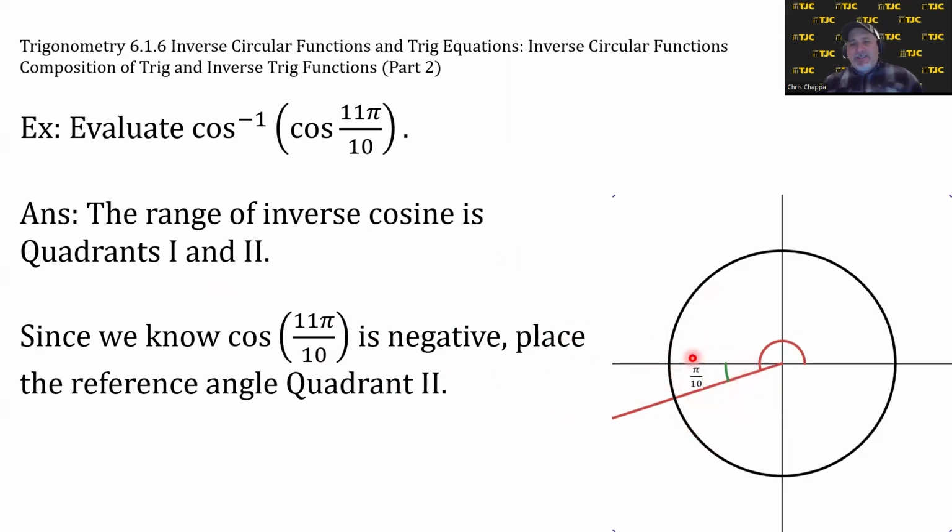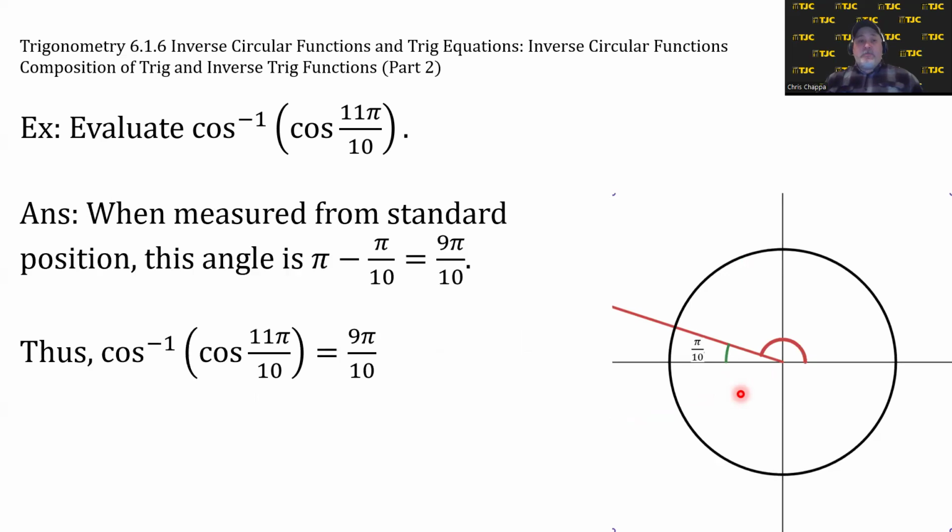So we're going to take this reference angle from quadrant 3 and place it in quadrant 2, and then remeasure it. When measured from standard position, this angle is pi, the semicircle, minus pi over 10, which is 9 pi over 10. So cosine inverse of cosine of 11 pi over 10 is 9 pi over 10. So they don't just cancel.